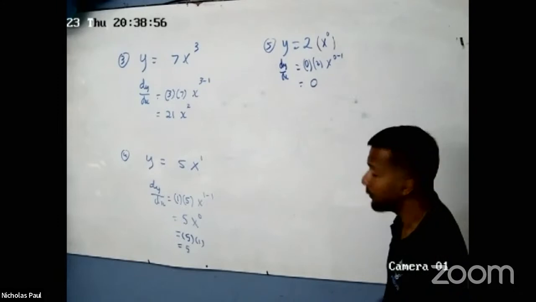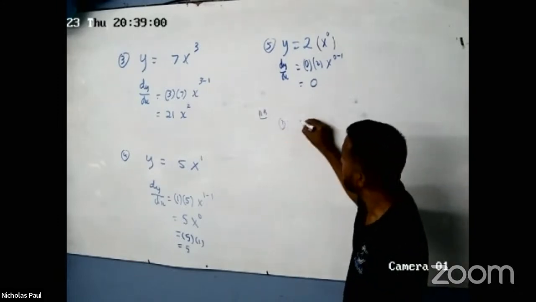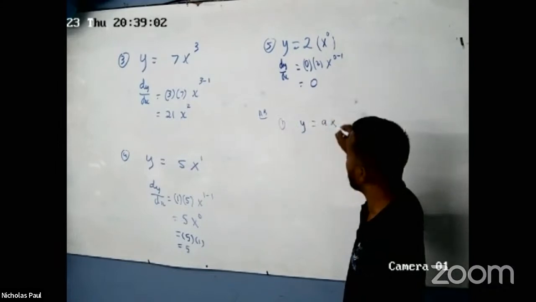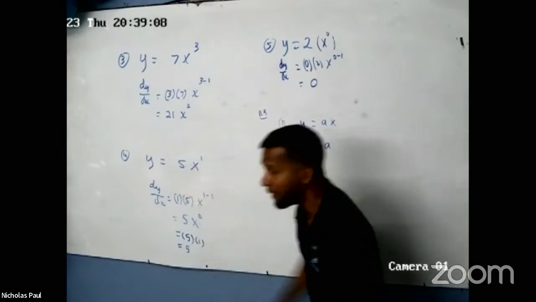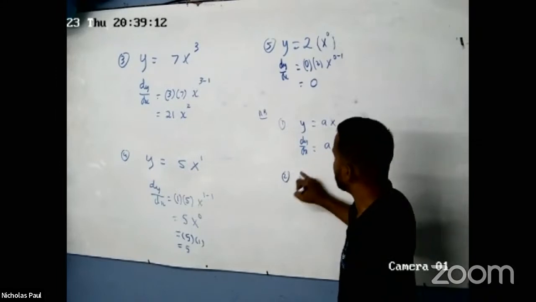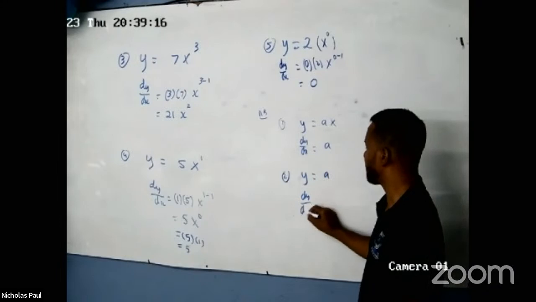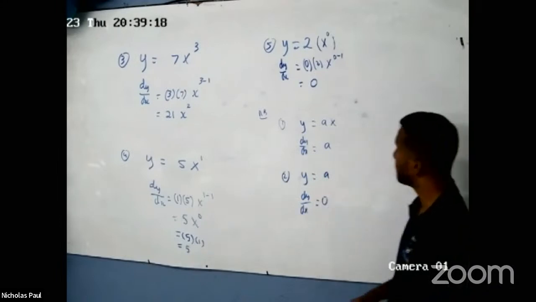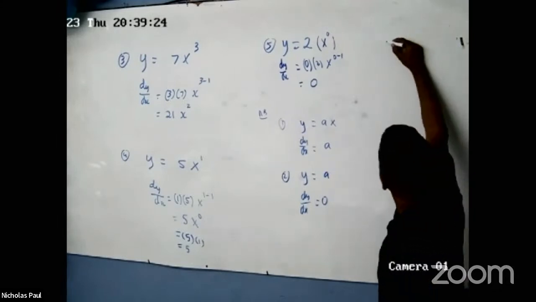So in short, what we learn: number 1, if you differentiate ax, you will get a, like how we differentiate 5x plus 5. And number 2, if you differentiate any constant, you will get 0. That's the way you differentiate. Now we can put it all together.